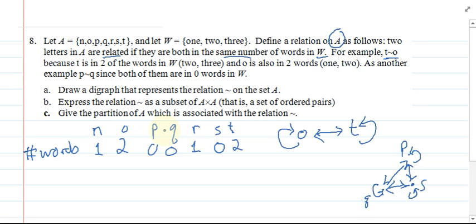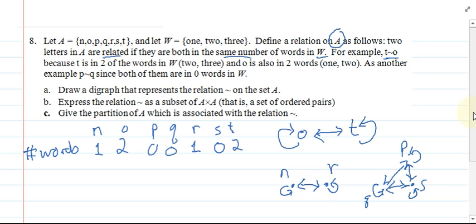Okay, then we have R and N. So we have N and R. These are also related to each other. So we've got a two-way arrow there, and we have a complete graph here. So that shows all the relations. Every relation is expressed in this way.